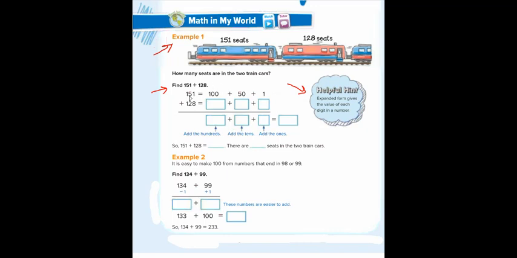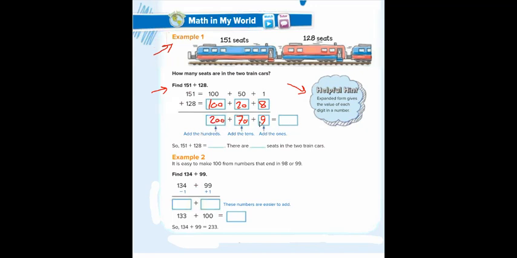So 151 equals what? 151 equals 100 plus 50 plus 1. Also 128, I will write it in the expanded form. 128 is 100 plus 20 plus 8. Now add ones, 1 plus 8 is 9. 50 plus 20 is 70. 100 plus 100 is 200.